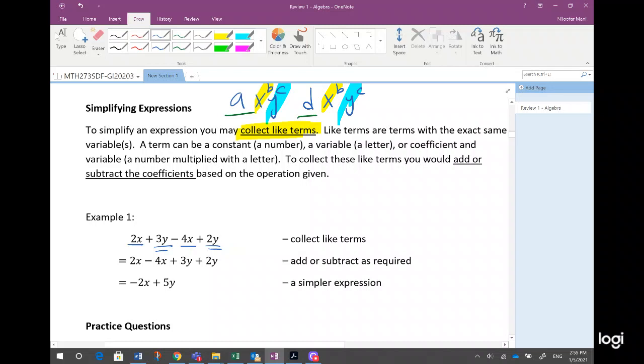So 2x minus 4x is minus 2x. 3y plus 2y is 5y. And then I am done. How do I do that? I say, okay, 2x and minus 4x, I cross them. 3y and 2y, I cross them. Oh, perfect. So I collected them.